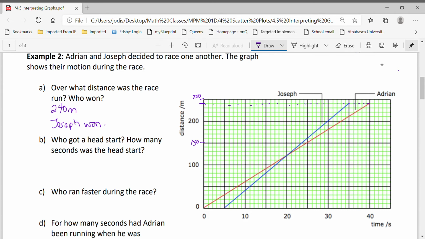All right, part B wants to know who got a head start. Well, we can look back at these lines here. So Adrian started right at 0, 0. And then Joseph didn't start until 5 seconds. So that must have meant that Adrian had the head start. When time started, he started moving. But with Joseph, when time started, he didn't move until 5 seconds.